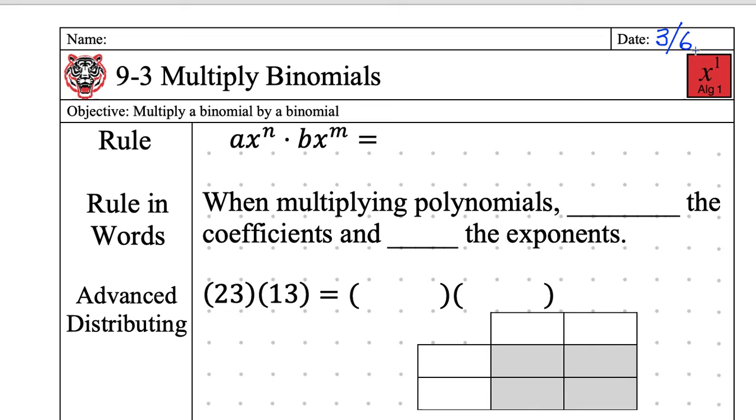Our objective today, I didn't pass out the cards, but we'll go fast and furious here, is to multiply a binomial by a binomial. There it is. And by, again, can someone tell me what by means when you hear that word?